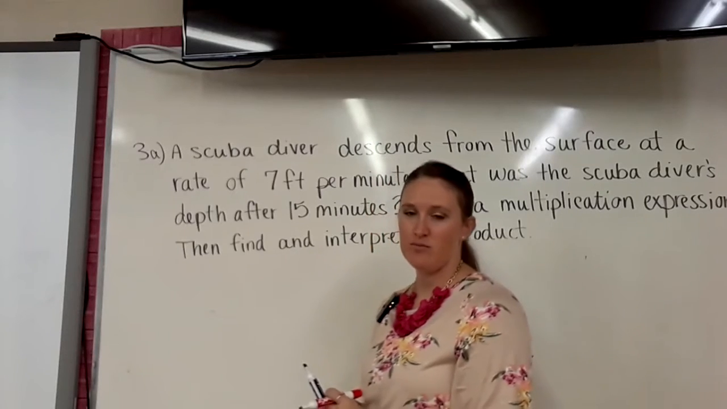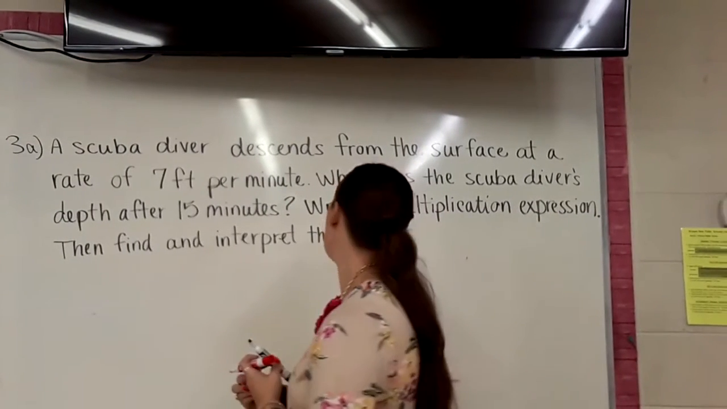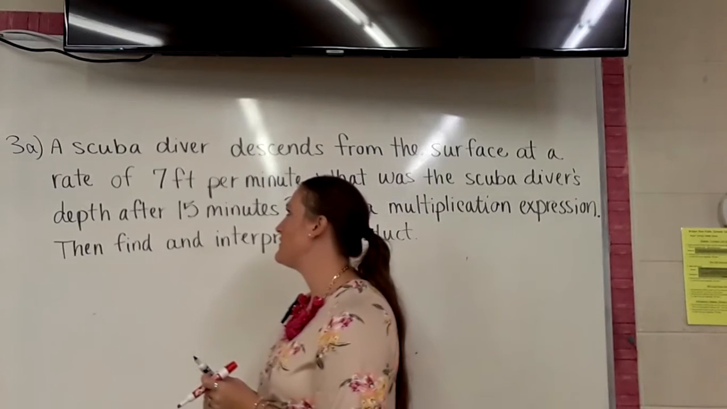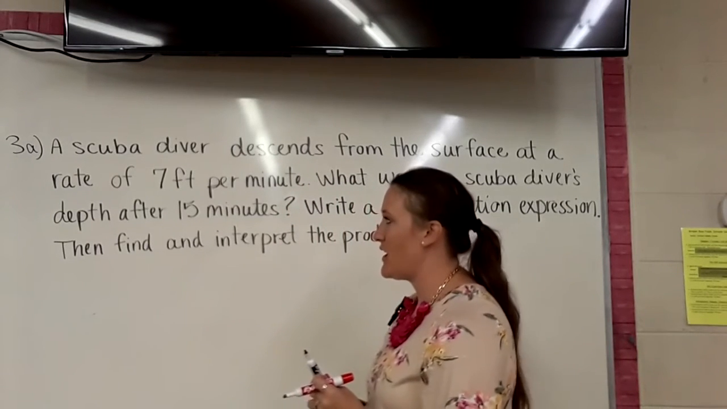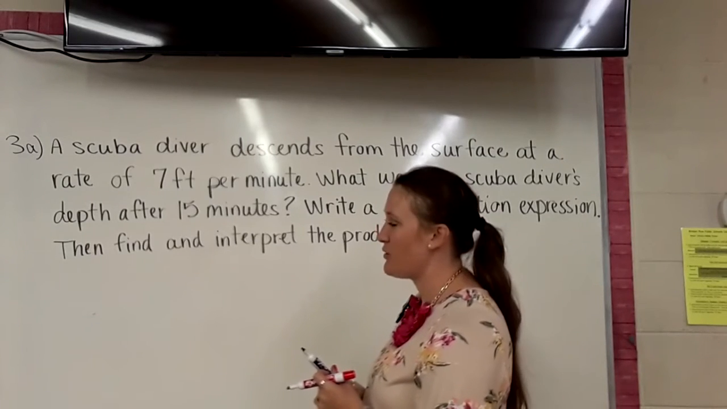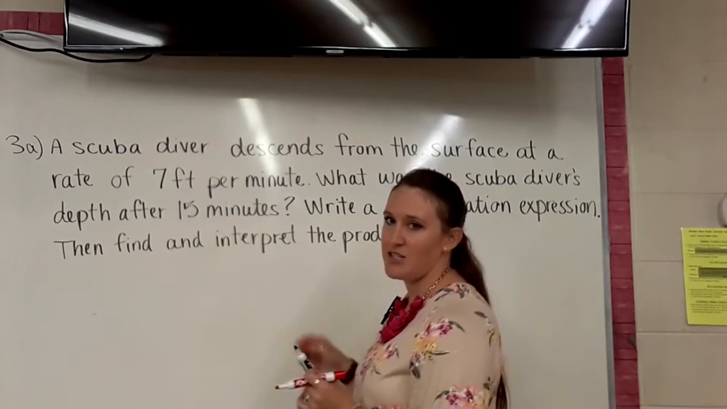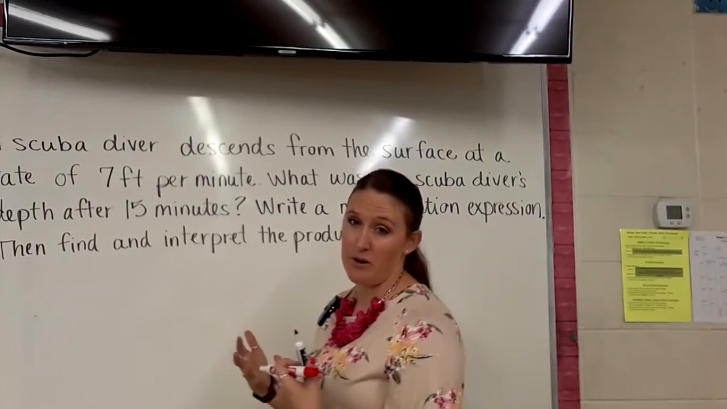Okay, this next problem, our word problem, says a scuba diver descends from the surface at a rate of 7 feet per minute. What was the scuba diver's depth after 15 minutes? And it tells us to write a multiplication expression, then find and interpret the product. So first let's go back and look at what numbers and information we're given.